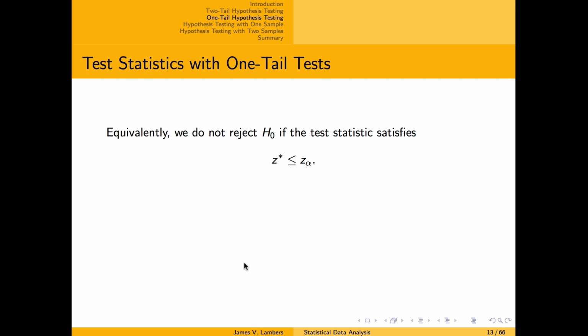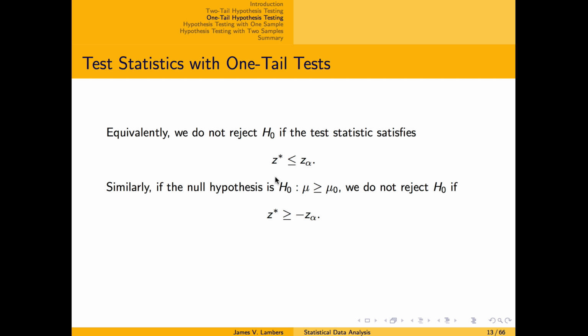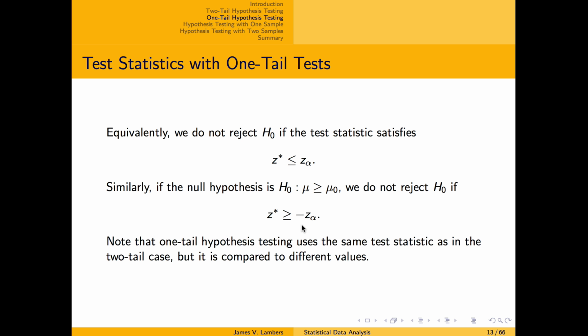If we transform everything to the standard normal distribution, then, as in the two-tail case, we get a much simpler inequality to check, using a test statistic defined earlier. The same is true of a null hypothesis H0, mu greater than or equal to mu0. Note that we do not reject H0 if a test statistic is greater than or equal to a negative value that indicates a threshold for statistical significance. Note that for these one-tail tests, we use z sub alpha instead of z sub alpha over 2.